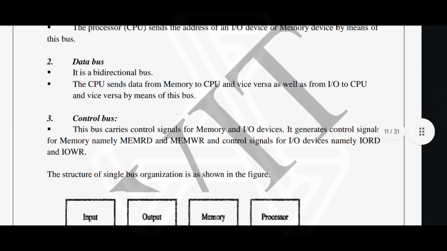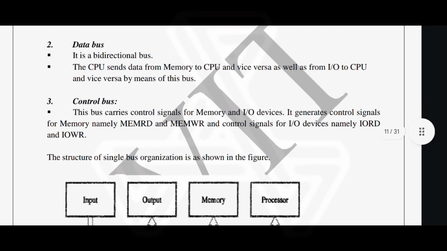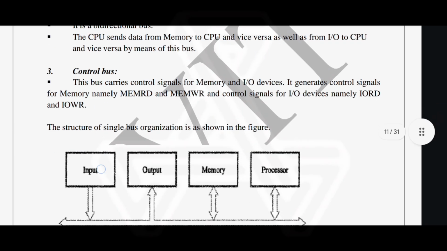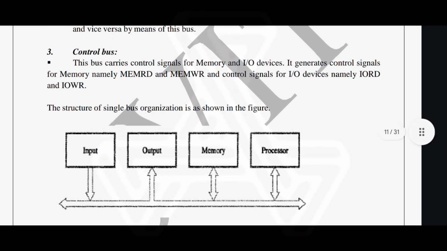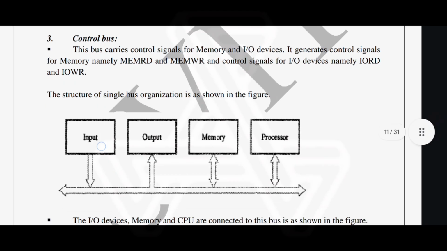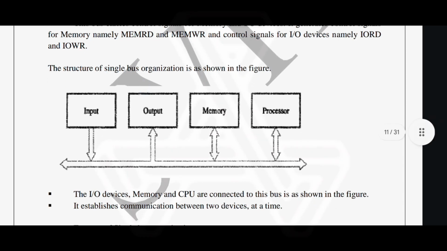Data bus is a bidirectional bus. The CPU sends data from memory to CPU and vice versa, as well as from IO to CPU and vice versa, by means of this bus. Control bus carries control signals for memory and IO devices. It generates control signals for memory, namely MEMRD and MEMWR, and control signals for IO devices, namely IORD, IOWR. The structure of single bus organization is as shown in the figure.